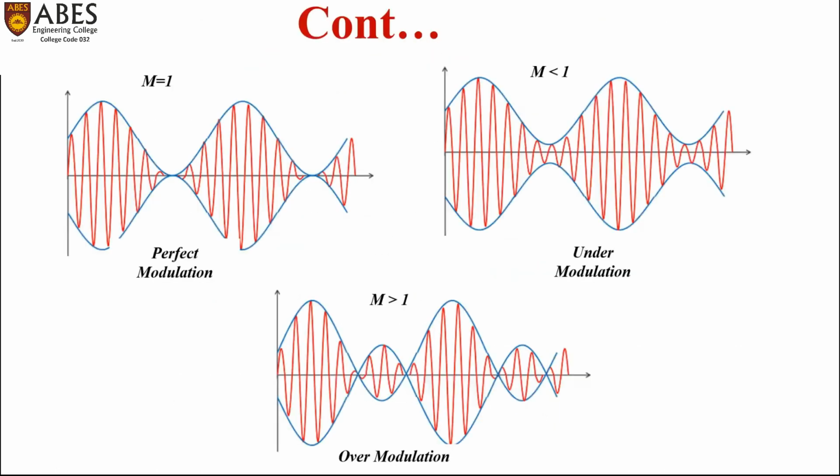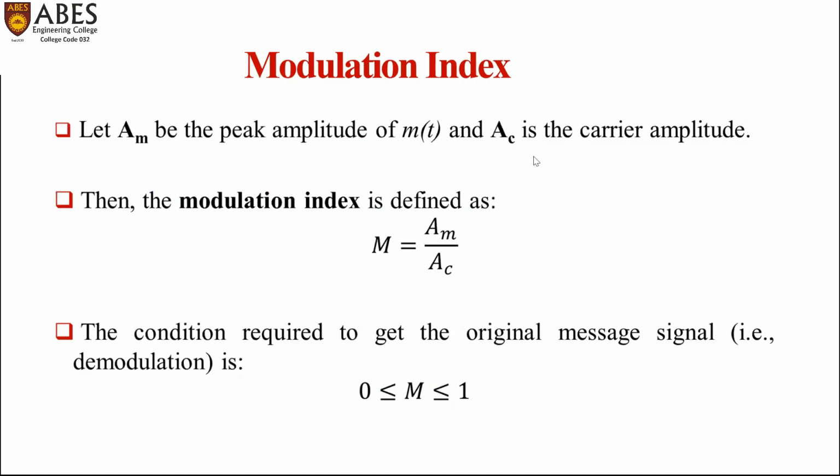Now we can see here modulation index. Modulation index is a very important parameter while analyzing the modulation process. If we want to define the modulation index, then it is the ratio of the amplitude of message signal to the carrier signal. As we can see here, we have given M equal to AM by AC. So in this way, we can define the modulation index.